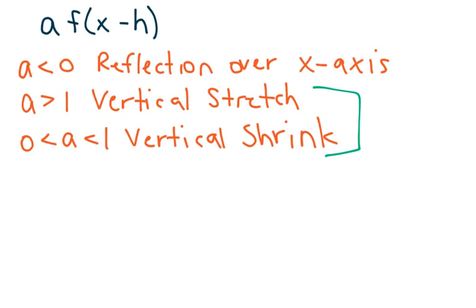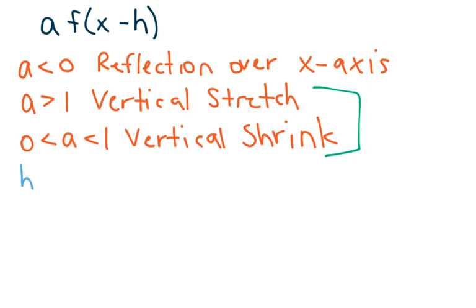Okay, so for example, if I had x plus 3 there, then my h would actually be a negative 3. And that's because to get a negative to become a positive, I would need to have another negative there. Now I'll go into more detail when we get to our examples.